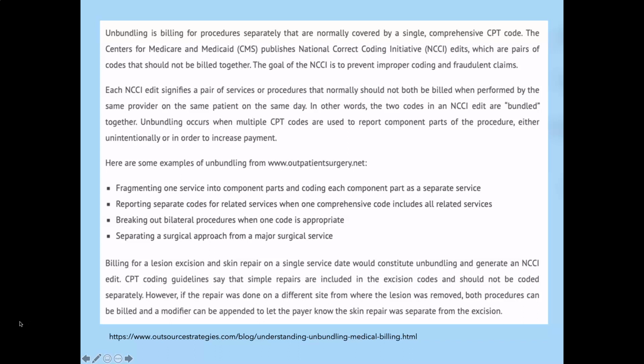Billing for a lesion excision and skin repair on a single service date would constitute unbundling and generate an NCCI edit. CPT coding guidelines say that simple repairs are included in the excision codes and should not be coded separately. However, if the repair was done on a different site from where the lesion was removed, then both procedures can be billed, but a modifier needs to be appended to let the payer know that the skin repair was separate from the excision. Different location, different procedure.